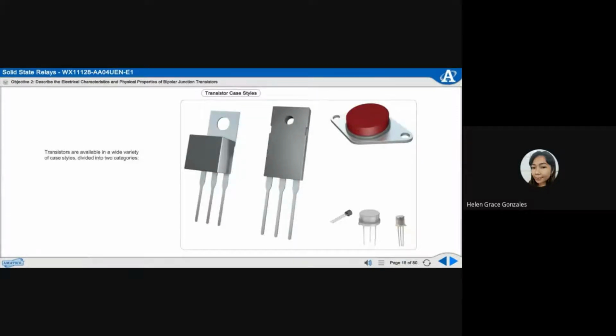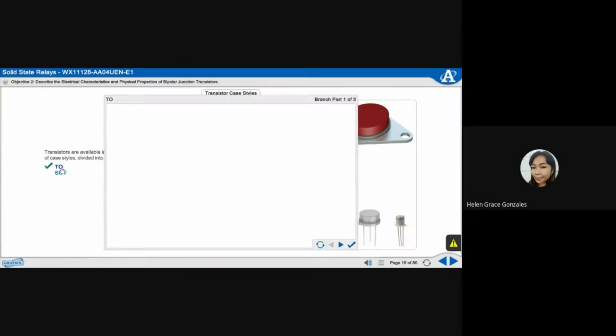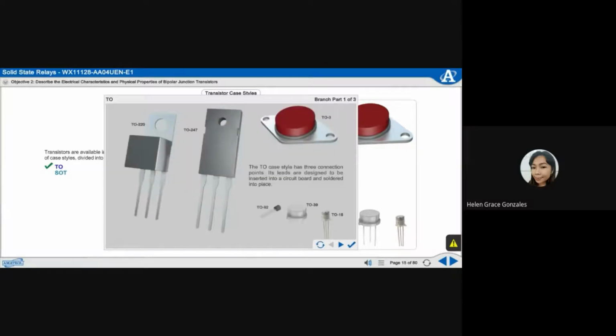Transistors are available in a wide variety of case styles divided into two categories: TO and SOT. The TO case style has 3 connection points. Its leads are designed to be inserted into a circuit board and soldered into place.